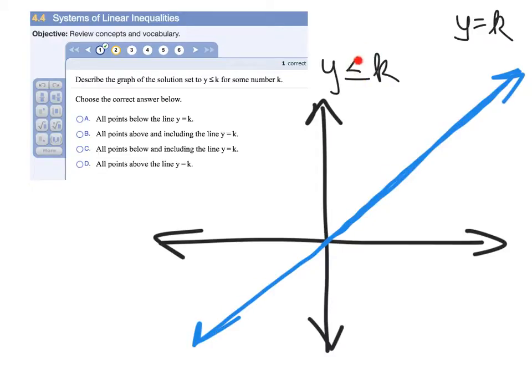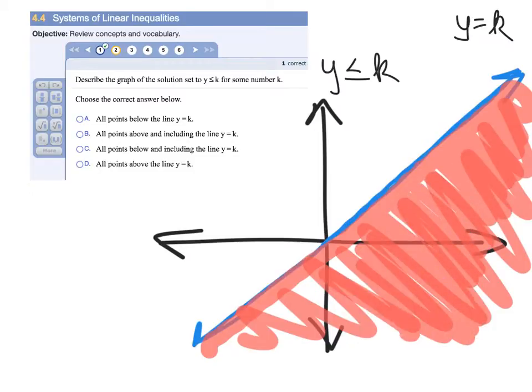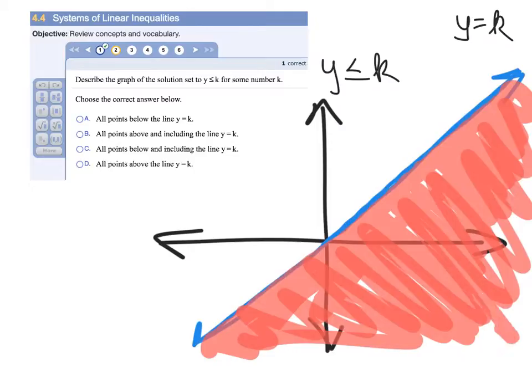If it just said less than, it would be a dashed line. You would have these little dashes here. So y is less than or equal to k. Now we have to decide which side we are going to shade. Are we going to shade above or below? Well, because we're saying the word less, less goes with below. So we're going to shade below. And because it says less than or equal, that means our shading also has to include the line itself. So really, we're going to shade in everything below and including the line.